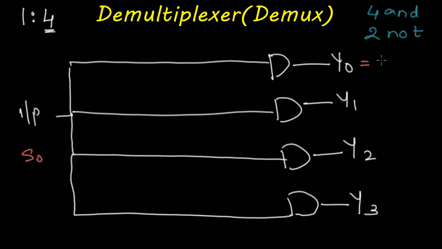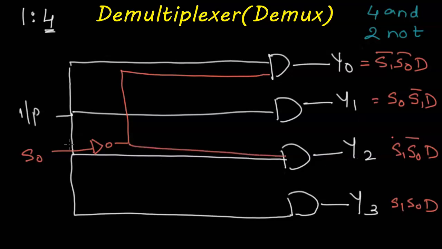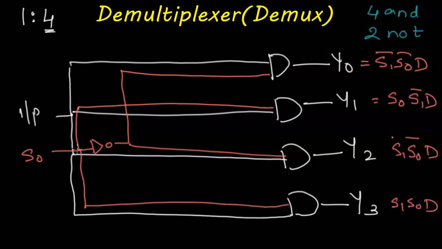Let's write the equations again first. So now we have 2 NOT gates to be connected. Let's draw a NOT gate for S0. The NOT of S0 is connected to Y0 and Y2, and S0 itself is connected to Y1 and Y3.